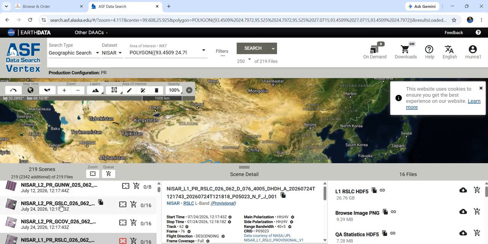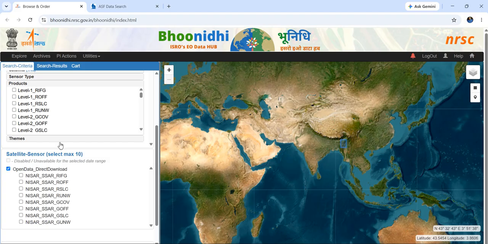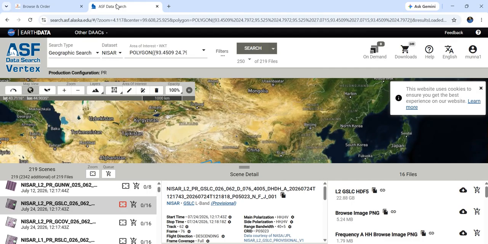Then we are going to discuss the next product, GSLC. Here also, if you can see, you have that GSLC, that is geocoded single look complex.